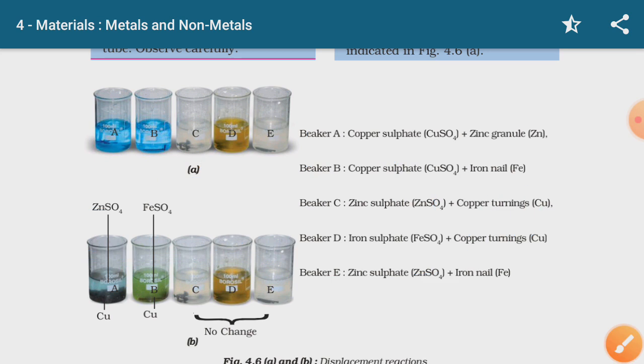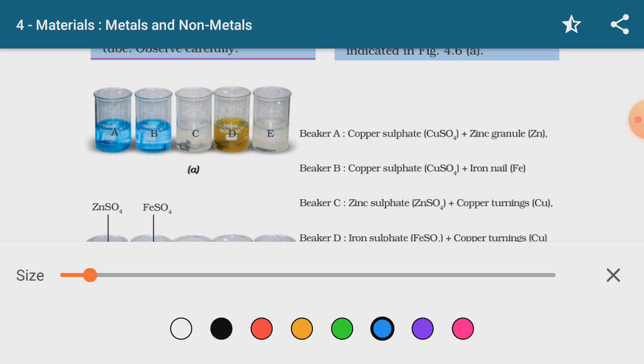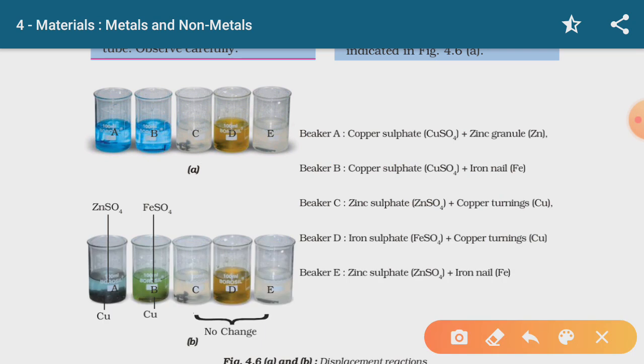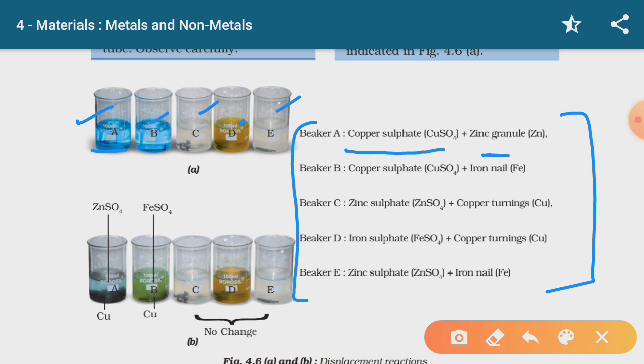Now one activity is given in your book. You can see here in this paper. Here first is beaker A, B, C, D, E. Here they have shown what they have kept in these beakers. So beaker A has copper sulfate plus zinc. Zinc granules have been added in the copper sulfate salt solution.